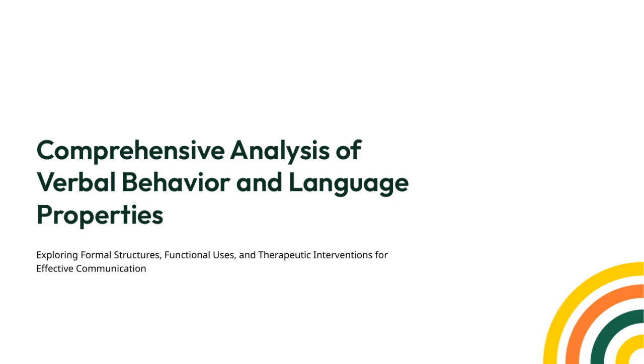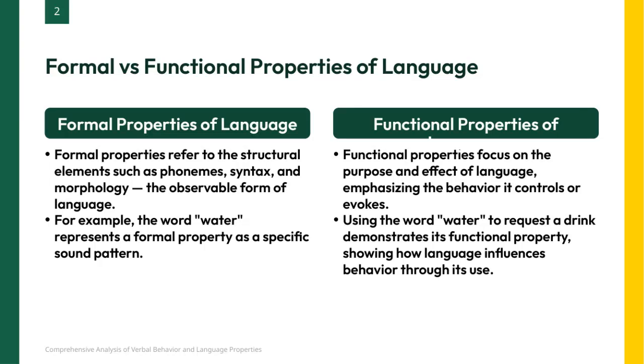Let's get started. When we talk about the formal properties of language, we're looking at the structure itself. Things like phonemes, which are the basic sounds, syntax, or how words are arranged, and morphology, which deals with the formation of words. For example, the word water is a formal property because it's a specific combination of sounds that we recognize as that word.